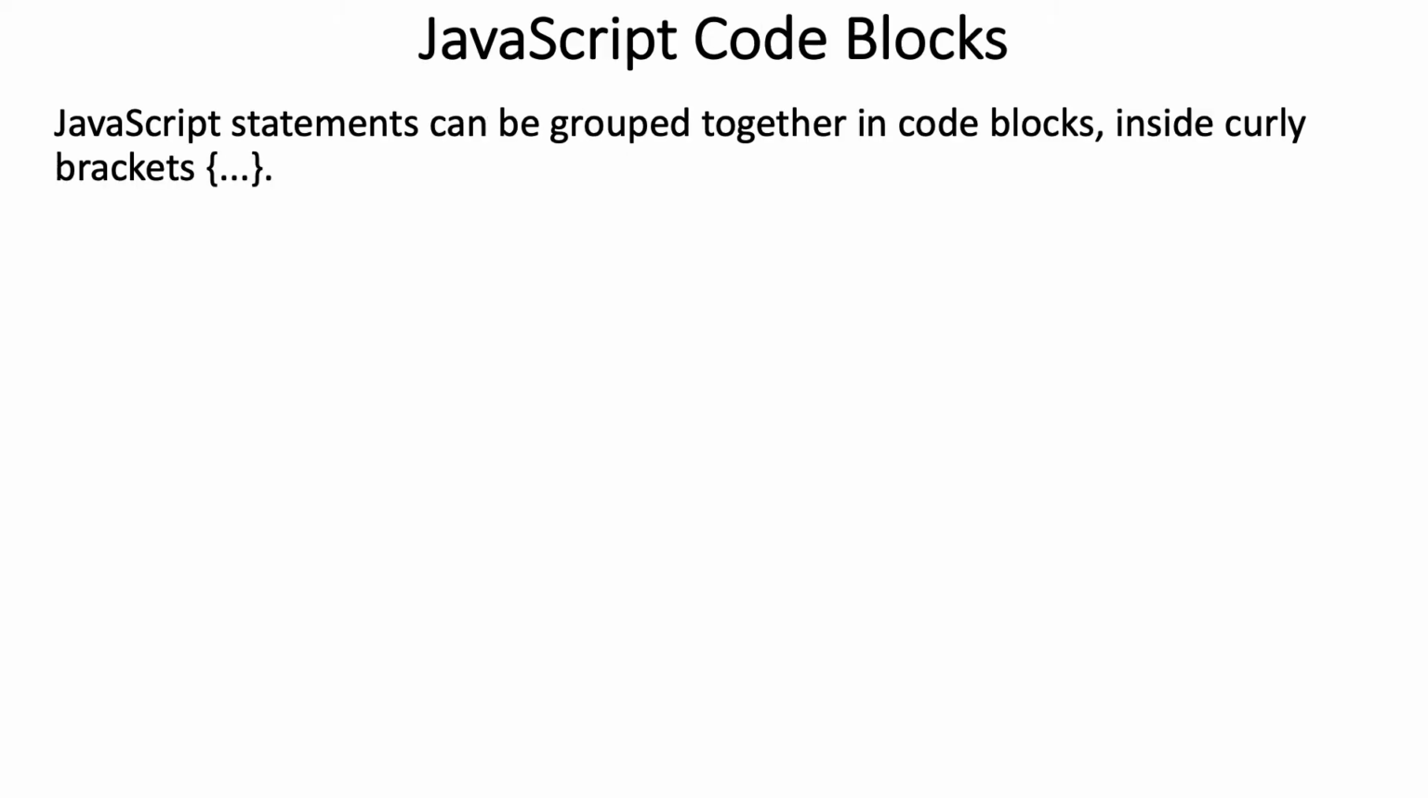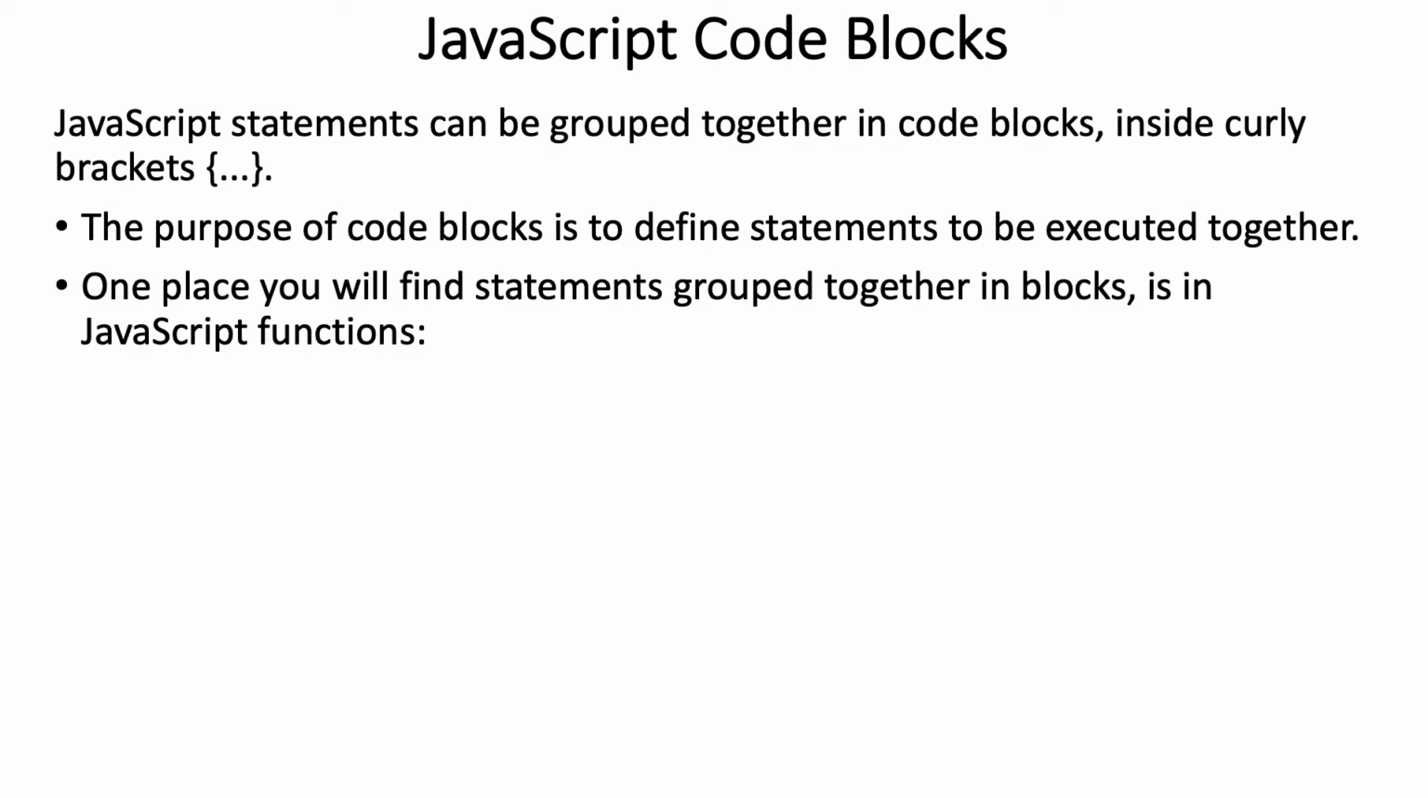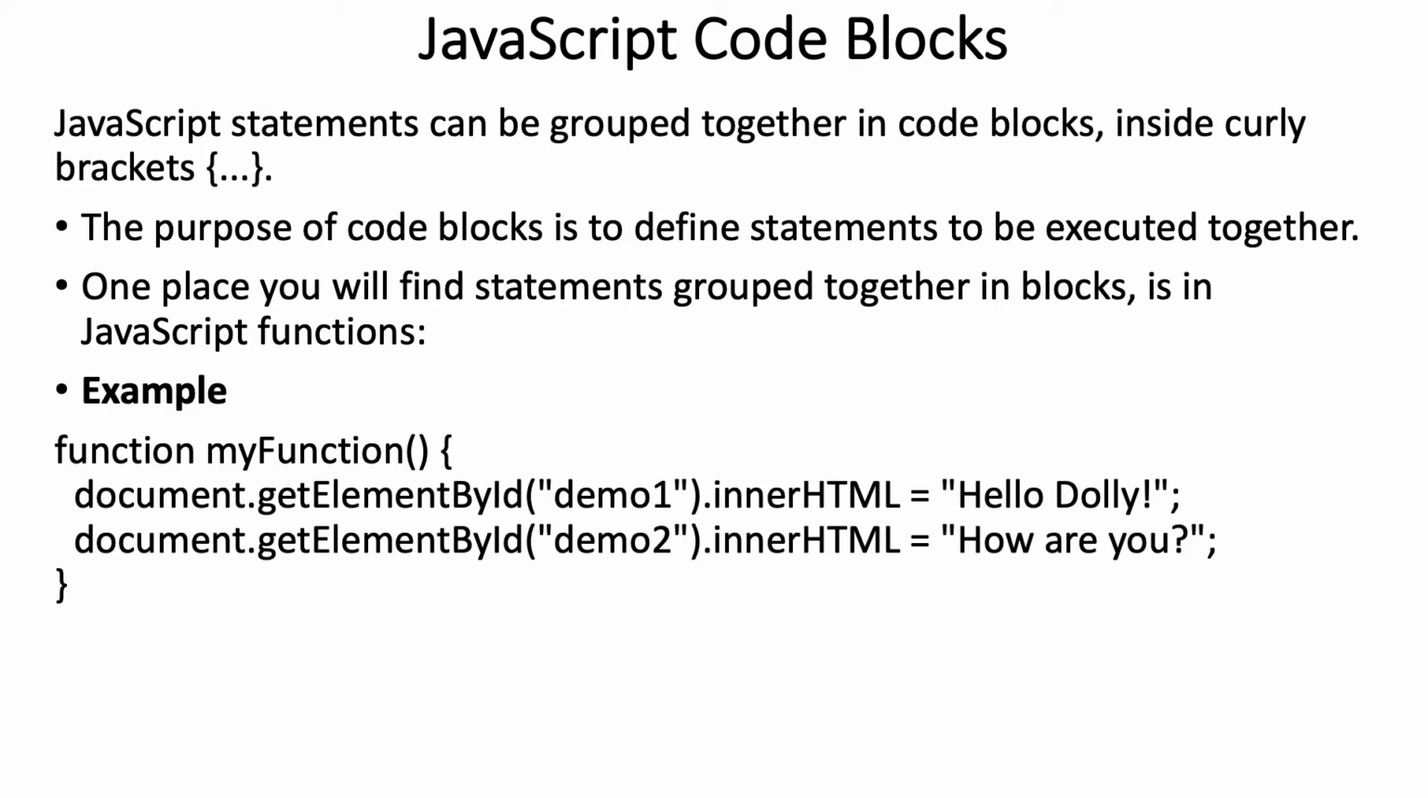Okay, and JavaScript has something we call code blocks, and they start and end with curly braces. The purpose of a code block is to define statements that are executed together. Mostly, the most common place you're going to see it is JavaScript functions. An example is function myFunction, and then what would be passed into it. Start the block, end the block, and then what we're going to do in that function each time it's called.